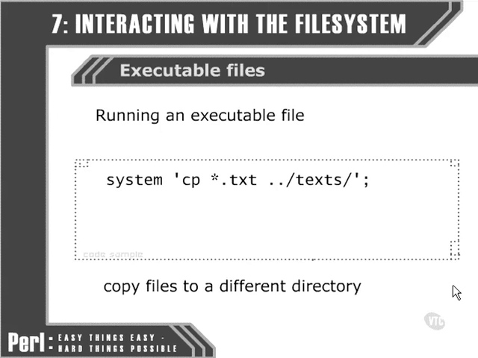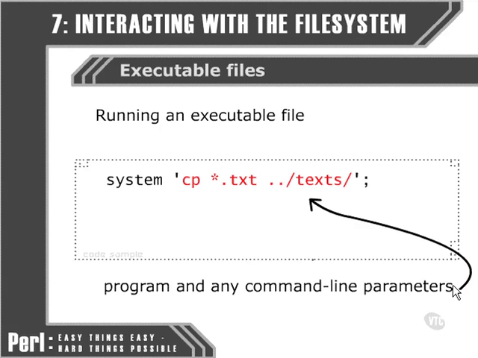If it wasn't accessible from the path, we'd have to specify an absolute address for it, unless it was in the same directory as our Perl script was running. You'll notice that we're not just calling the CP program on its own, we're also feeding it some command line parameters. We're telling it which kind of files we want to copy and where we want them to go.